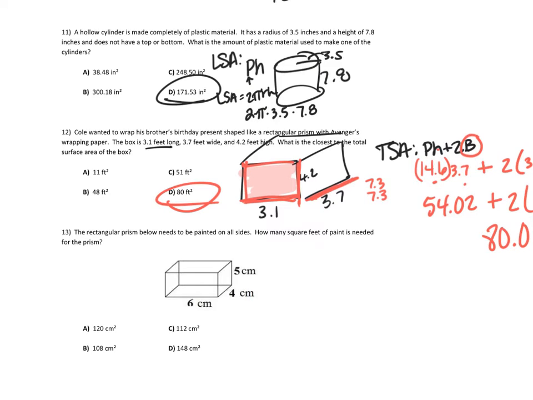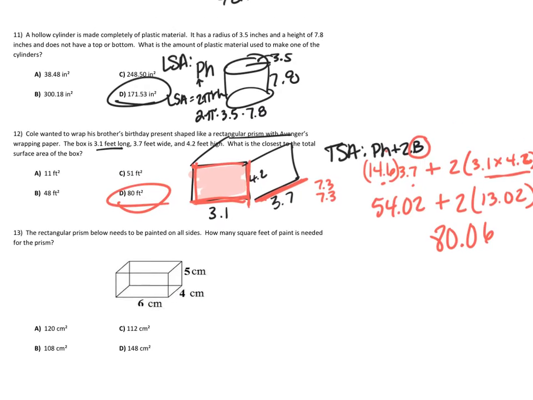Does everybody see where I got all of those numbers from? Wait, why didn't you do 3.7 whenever you were adding them all up? Because it's not in the base. It's the height. I used it as the height. You could have used a different base, like you could have used this as the base over here. Does that make sense? It doesn't matter because it's a rectangular prism. So by the time you add up all the sides, it doesn't matter which is your base.